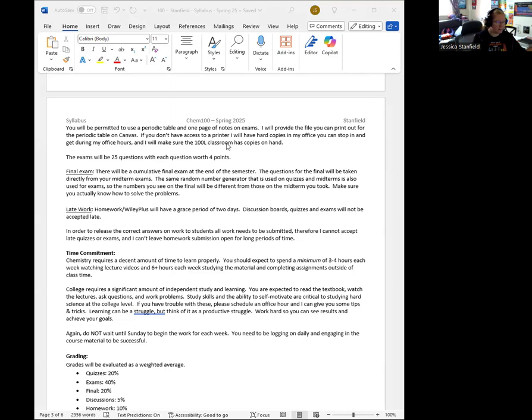If you don't have access to a printer, I will have copies of the periodic table in my office. You can always stop by and get one during my office hours. And if you are taking the lab course, which you should, but I know some people in this district will take the lecture on one campus and the lab on another campus. If you're taking the lab on our campus, I'll make sure that there's copies of these periodic tables in the 100 lab classroom as well.